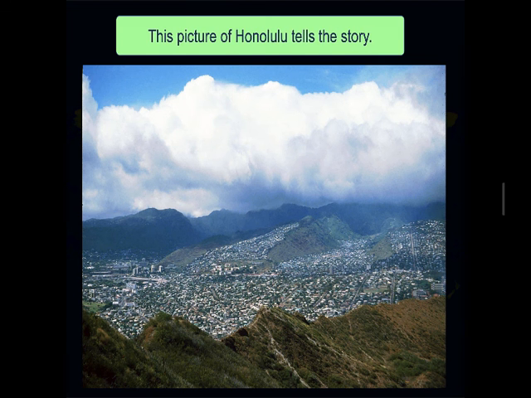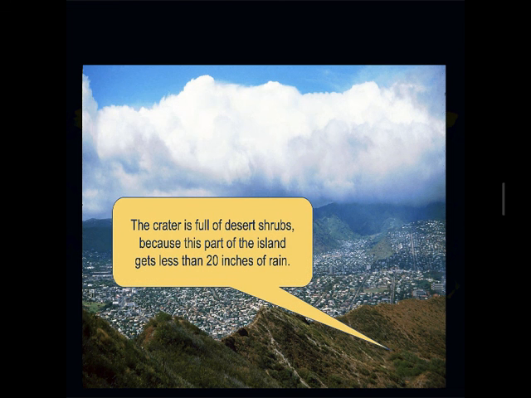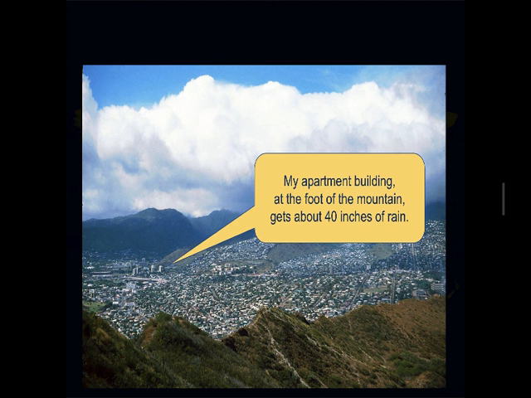This picture of Honolulu tells the story. Here I'm looking north from Diamond Head, a small volcanic crater near Waikiki Beach on the southwest side of the island. This is in the rain shadows of the mountains. This crater is full of desert shrubs because this part of the island gets less than 20 inches of rain. This apartment building is at the foot of a mountain and gets about 40 inches of rain.